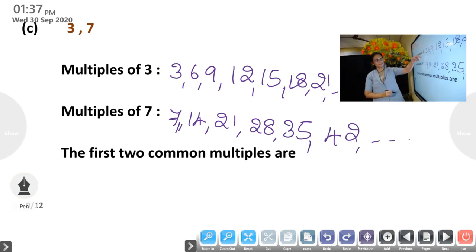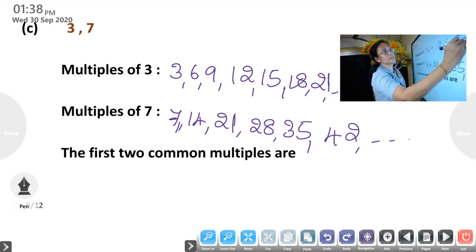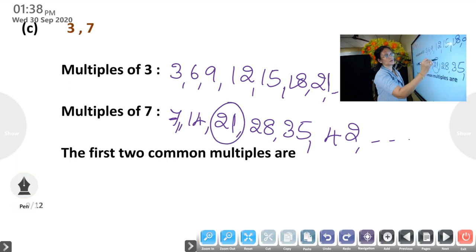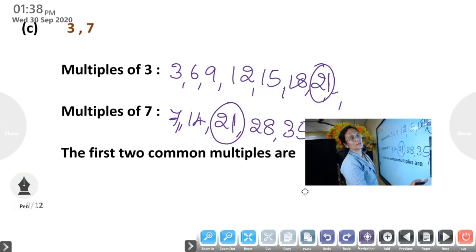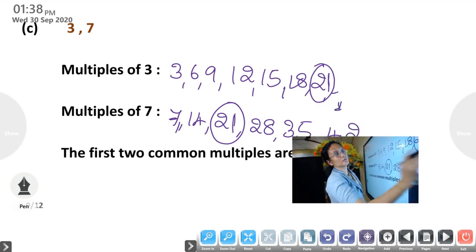You can see that 3 is not common, 6, etc. Which is the first common multiple? The first common multiple you are getting is only this 21, isn't it? And we got only one common multiple. So what you will do? Just continue the multiples of 3. Okay, you have to continue that multiples of 3. Then only you get the next one.